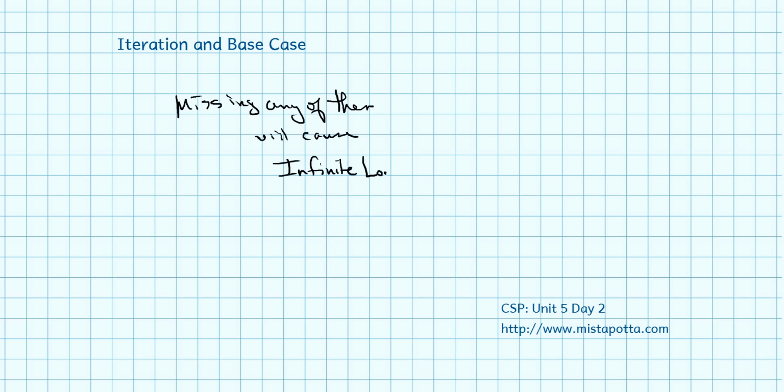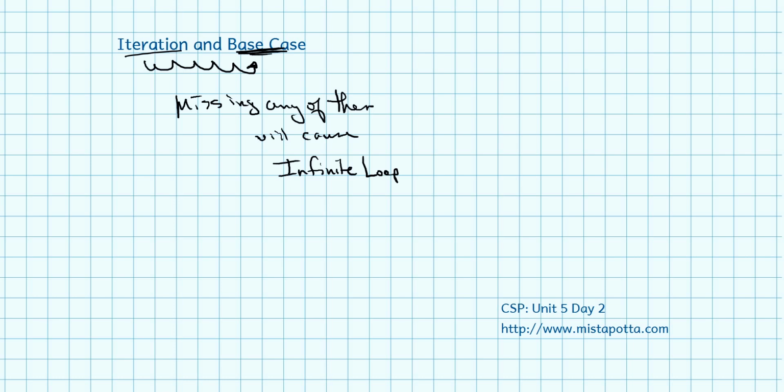Now, when I talk about an infinite loop, I'm talking about a program that runs forever. So if I'm missing either of these, either this base case that I'm trying to reach, or this iteration, which is going to take steps towards a base case, I'm going to end up with an infinite loop.